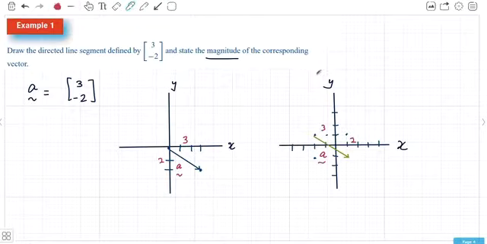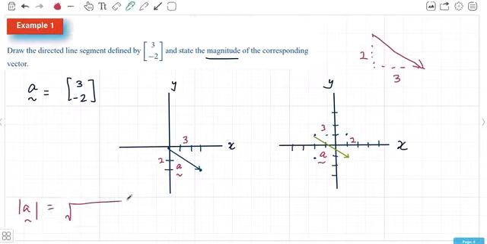The magnitude as well for this vector, because we're asked for that, uses Pythagoras. So you've really got this situation going on. You've got 3 and 2 and your vector going this direction. So the magnitude of a is going to be the square root of 3 squared plus 2 squared, which is the square root of 9 plus 4, which is the square root of 13. So in terms of the magnitude, there's your magnitude, and that's your directed line segment that represents your vector.